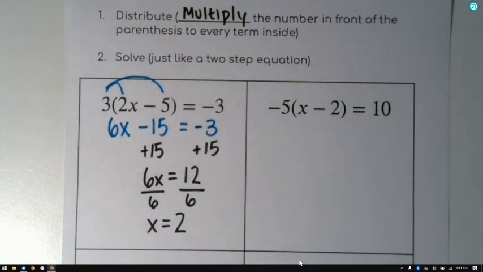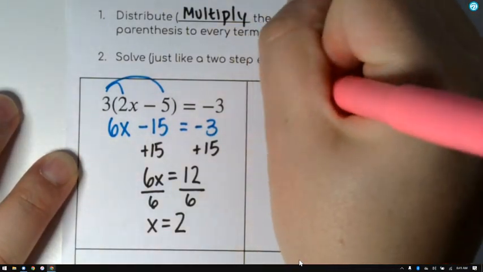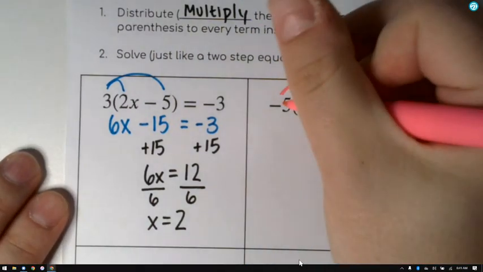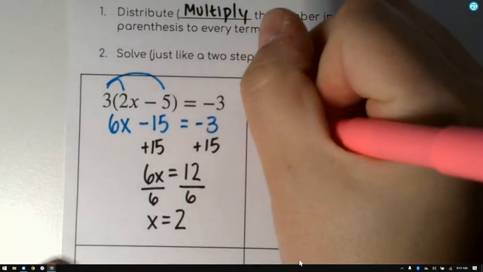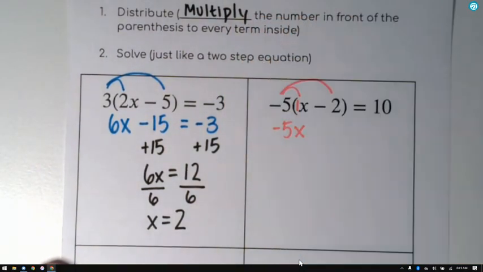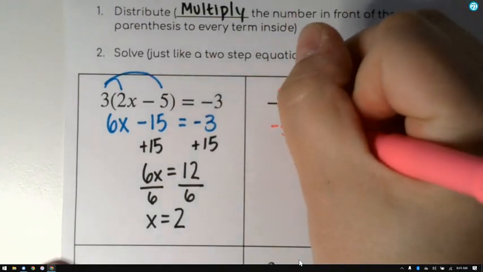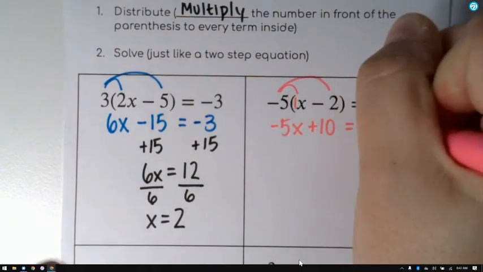So the next one we've got negative 5. We're going to distribute that to x. Negative 5 to negative 2. So negative 5 times x is going to be negative 5x. There's an imaginary 1 here. So negative 5 times 1 is just negative 5 still. Then that negative 5 times that negative 2, that negative times negative becomes positive. So I get plus 10 equals 10.